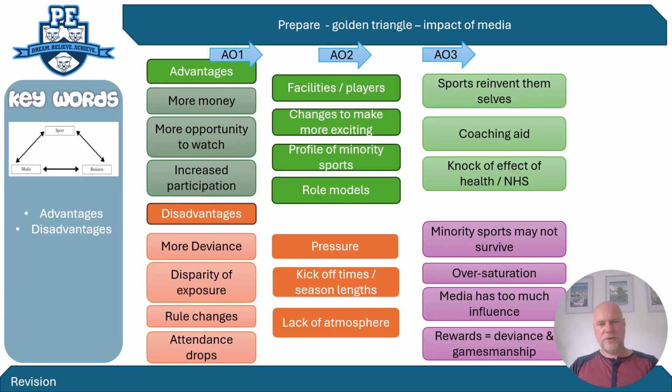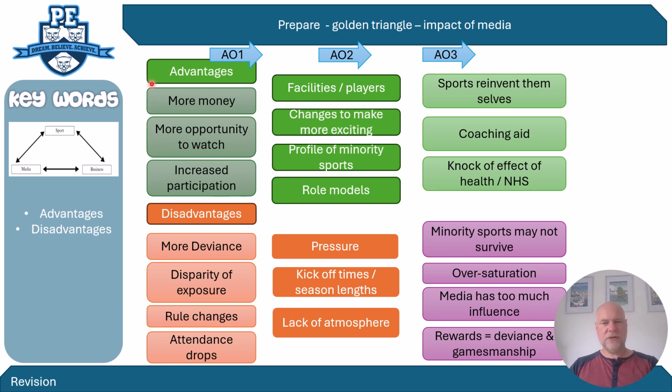The other potential area you could have is an AO1 or AO2, AO3 point for a 9 marker is just the general impact of the golden triangle, the general impact of media. So this is more of a pause and take notes question. And you really want to know what the advantages are and what the disadvantages are of media. And it's basically a regurgitation of everything we've talked about already now.